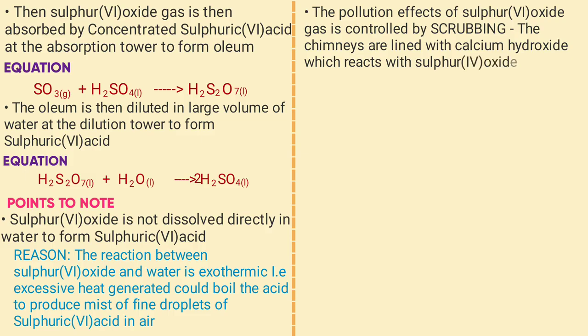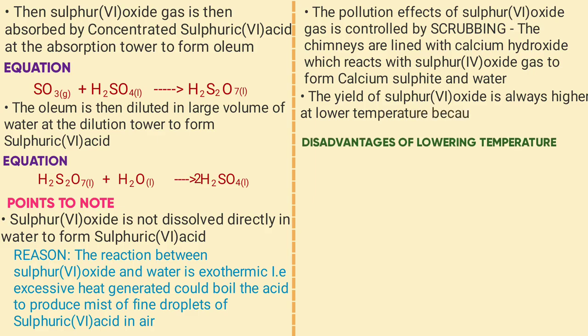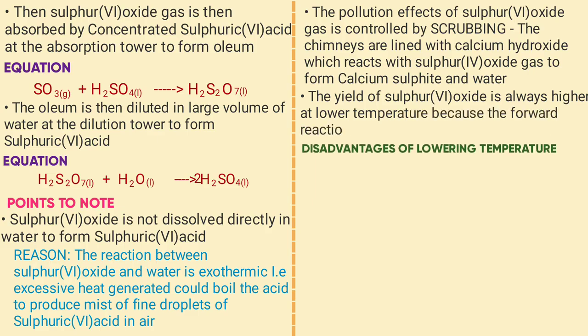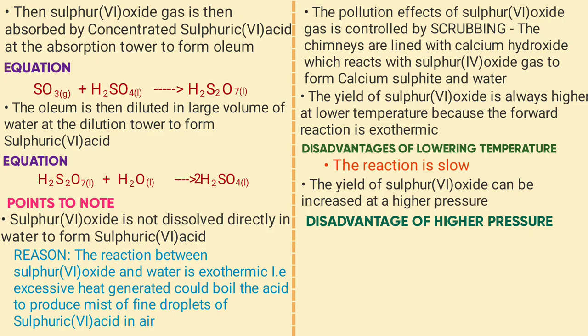Now, the yield of sulfur trioxide is always higher at low temperatures. The disadvantage of operating at low temperature is that the reaction rate is low. The yield of sulfur trioxide can also be increased at high pressure. The disadvantage of operating at high pressure is that the cost of maintaining high pressure is expensive.